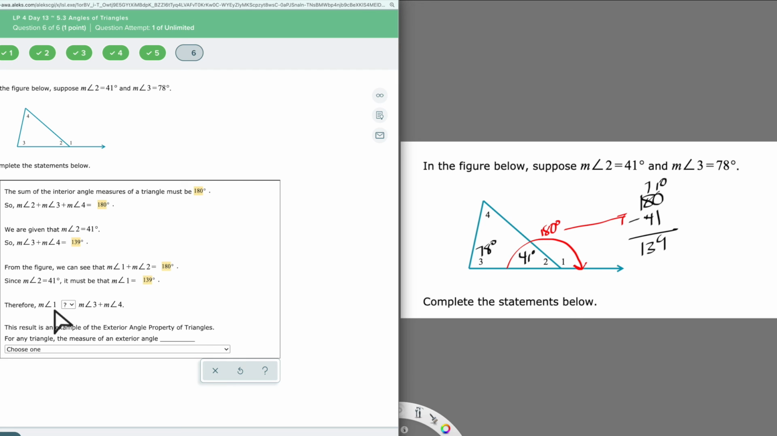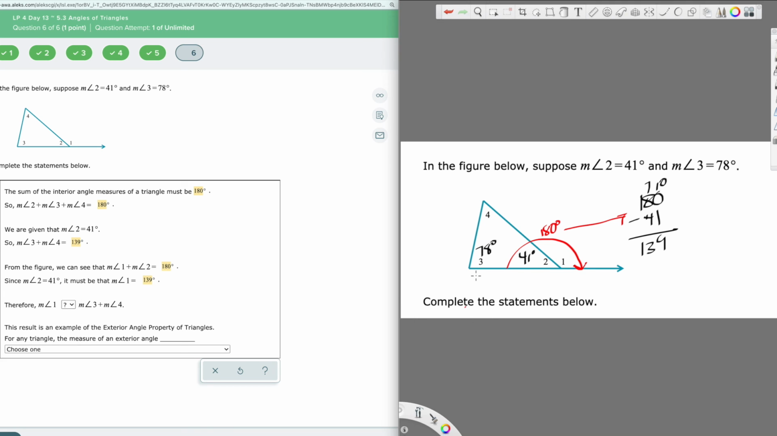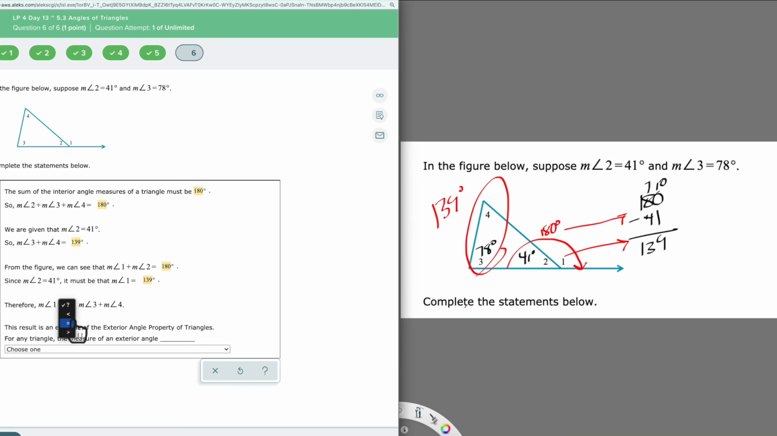So therefore, the measure of angle 1, and we have to choose. And if we're looking over here, we have the measure of angle 1 and the measure of angle 3 and 4. Remember, the measure of angle 3 and 4 is 139, and the measure of angle 1 is 139. So we just worked that out. They're both the same, which means they're equal. They're not greater than or less than each other, as long as we're combining the two angles here.